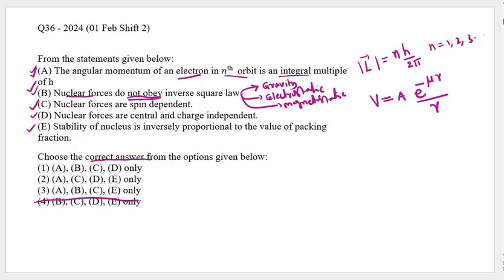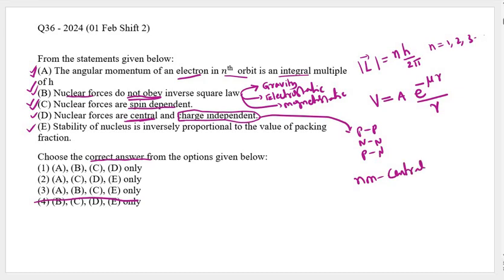Next, nuclear forces are spin dependent. Yes, it is correct. Next, nuclear forces are central and charge independent. Charge independent is one of the properties of nuclear forces because this acts between proton-proton, neutron-neutron, and even proton-neutron. So from here we can conclude that they are charge independent. But the forces are central is wrong. They are non-central forces.